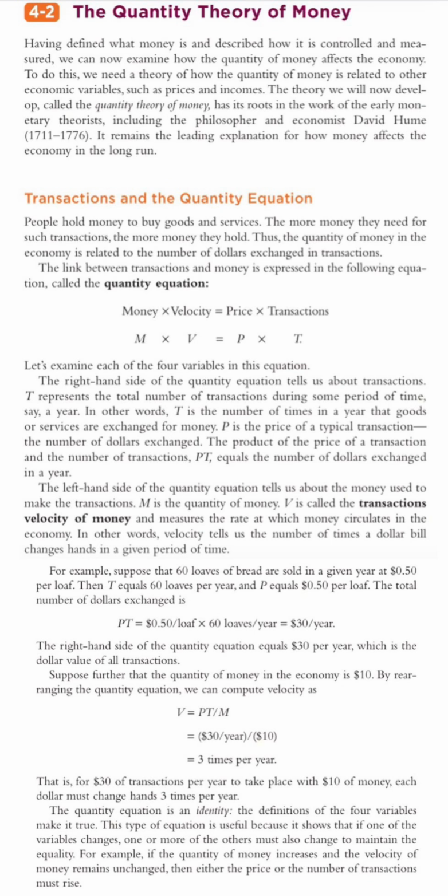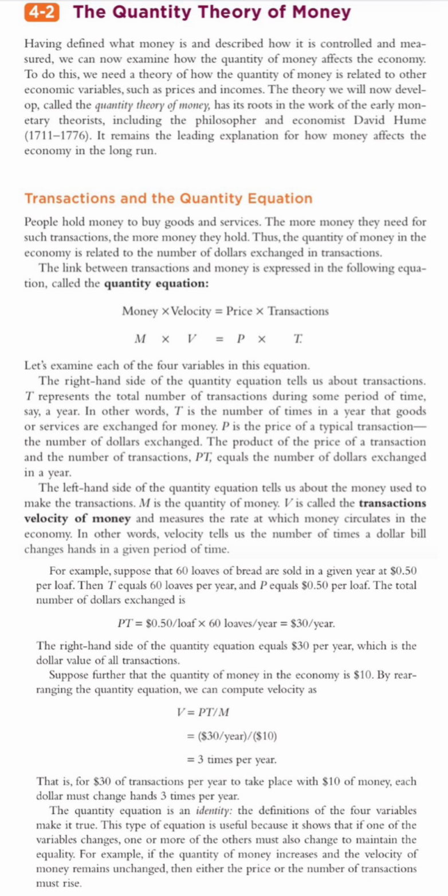To do this, we need a theory of how the quantity of money is related to other economic variables, such as prices and incomes. The theory we will now develop, called the quantity theory of money, is rooted in the work of early thinkers, including the philosopher and economist David Hume. It remains the leading explanation for how money affects the economy in the long run.